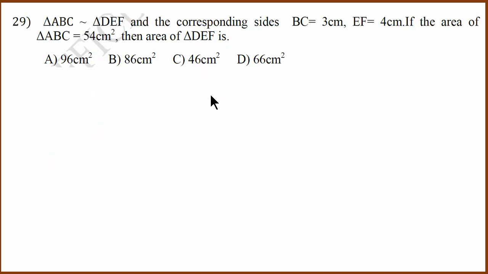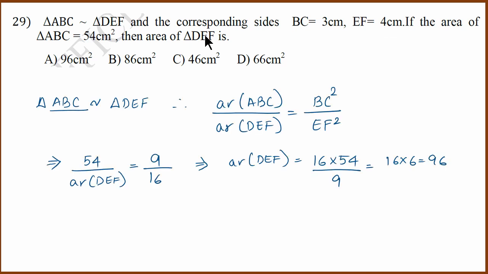29th question. The two triangles are similar. One of the areas is given and the ratio of the sides is given. What is the other area? So we have to apply the formula, and because one of them is 3 and the other one is 4, 3 squared will be 9, 4 squared will be 16. We know one of the triangles' area is 54. If you solve for the other one, you get 96 centimeter square. So A is the answer.